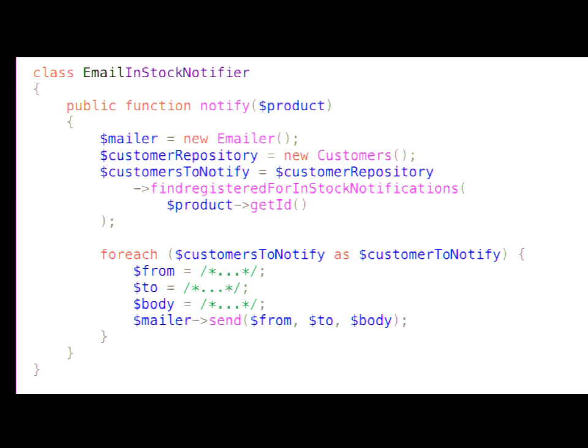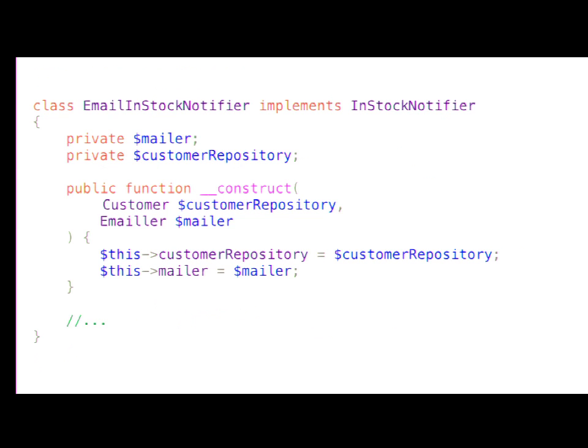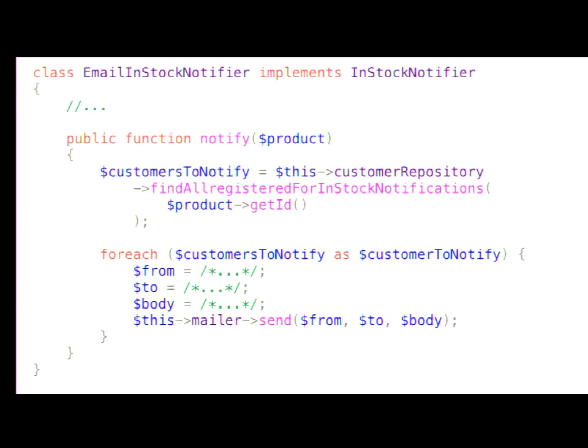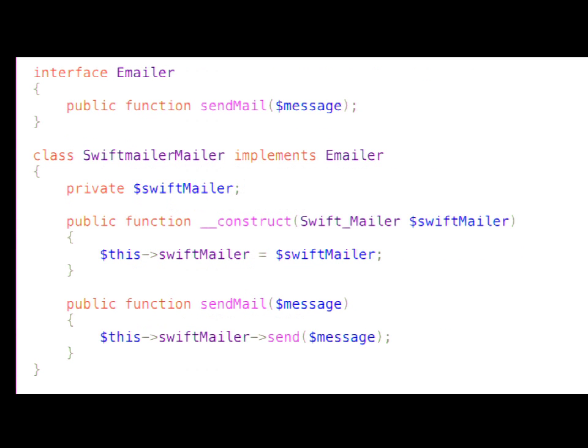Instead of saying new emailer, a new customer here, we could change that and say, actually, I want you to give me a customer repository, and I want you to give me an emailer service, and then I'll make use of those properties rather than instantiating them at the time I use them. And then in our emailer class, we might want to make that an interface so we can switch between SwiftMailer and another mailer. So again, we introduce an emailer interface, with SwiftMailer. We actually create the SwiftMailer object itself outside of that and pass it in, rather than having that code in there to do the setting up and the new.